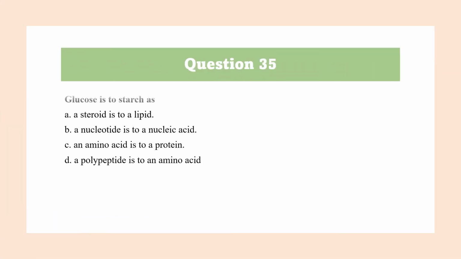Number 35. Glucose is to starch as A. Steroid is to lipid. B. Nucleotide is to nucleic acid. C. An amino acid is to protein. Or D. A polypeptide is to an amino acid. The answer is B and C. A nucleotide is to nucleic acid and an amino acid is to protein.